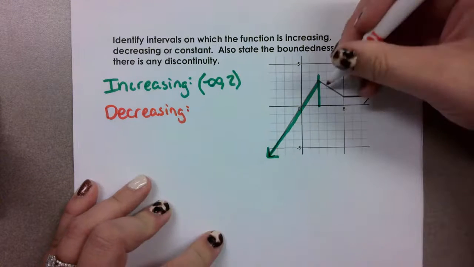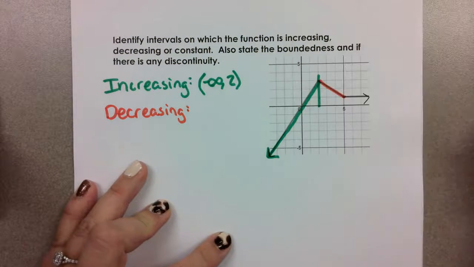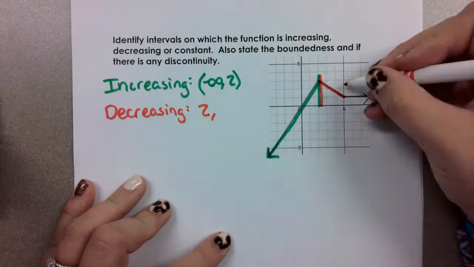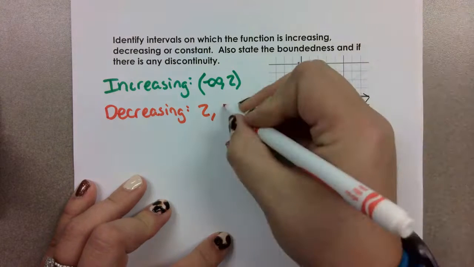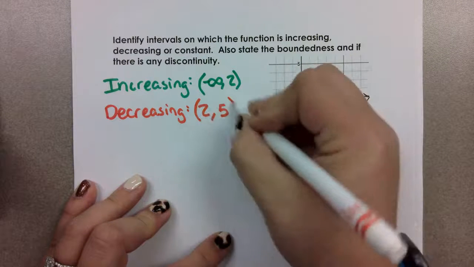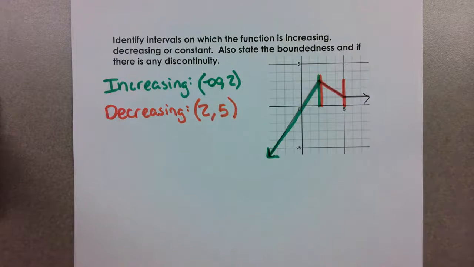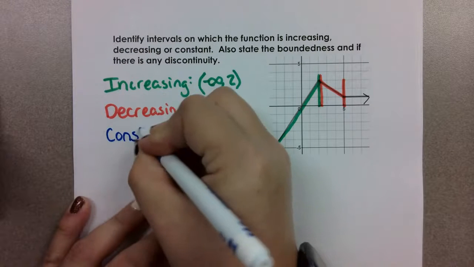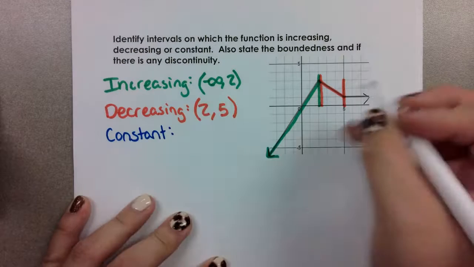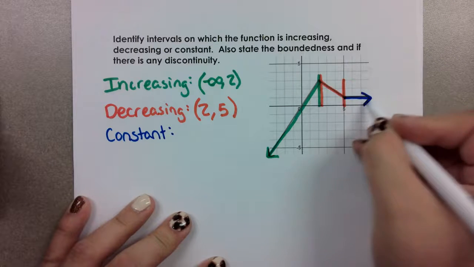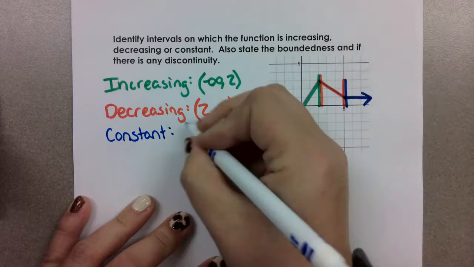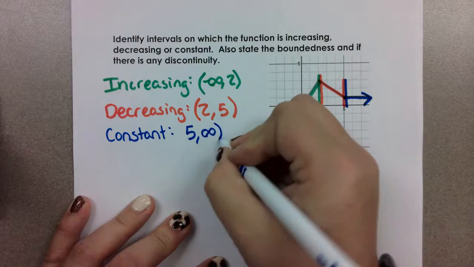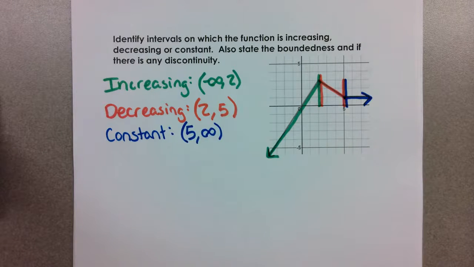Well, going down left to right, that's right here. It starts decreasing at x is 2. It stops decreasing when x is 5. Both parentheses on there because it's changing at those endpoints. And then when is it constant? Remember, constant will be your horizontal. It is constant from 5 on forever to the right, so that's infinity, both with parentheses.